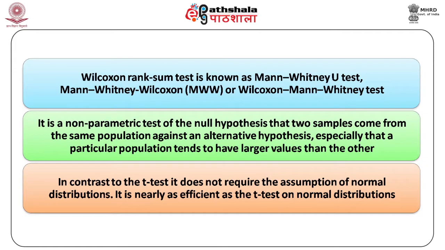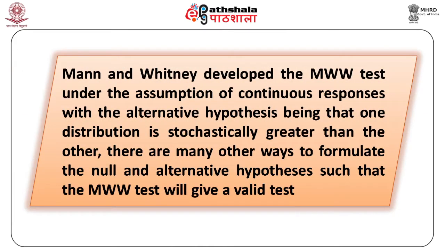In contrast to the t-test, it does not require the assumption of normal distributions. It is nearly as efficient as the t-test on normal distribution. Mann-Whitney developed the MWW test under the assumption of continuous responses, with the alternative hypothesis being that one distribution is stochastically greater than the other.